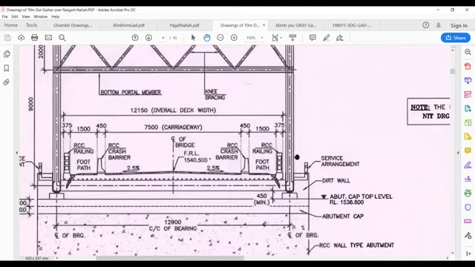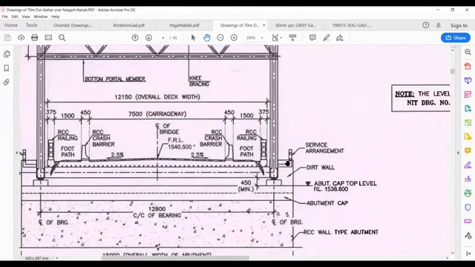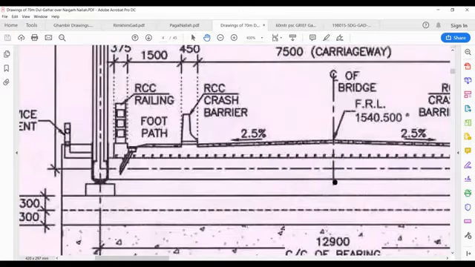Finally, there is this service arrangement. It's like a bracket, L shape. Now, at times you have seen power lines and water lines on bridges. When you have to bring electricity or water from one side of the bridge to the other side, you run the power line or water line on these brackets, so that you do not disturb anything inside the bridge. This black thing is the bearing, like I had told you.